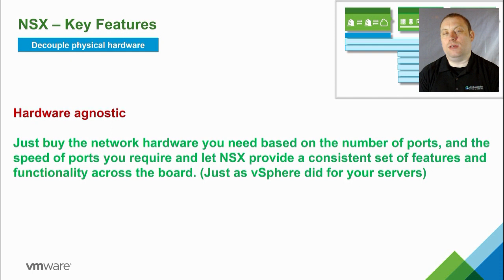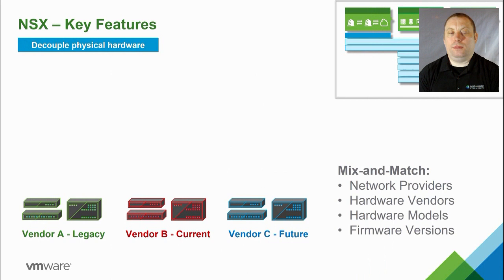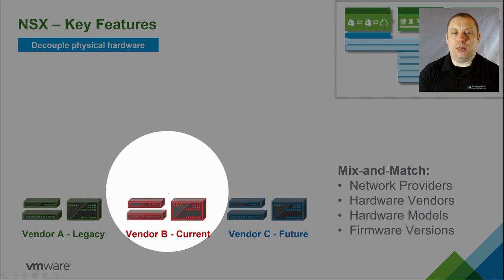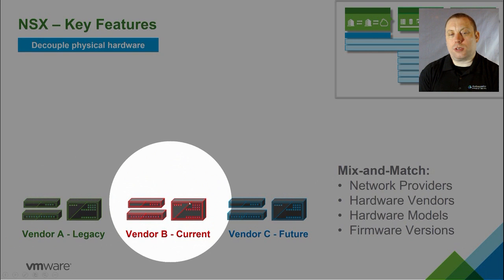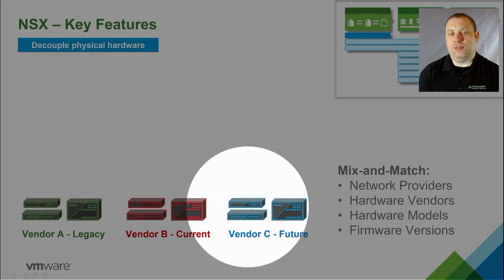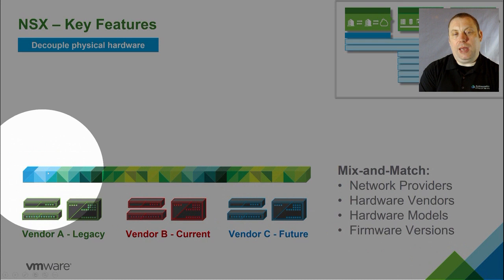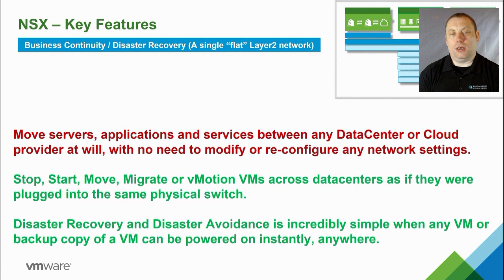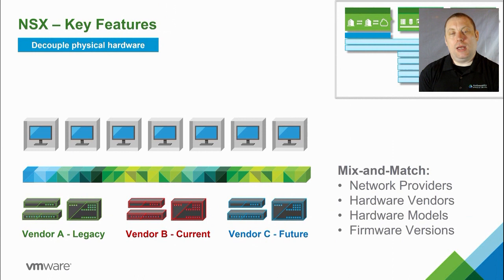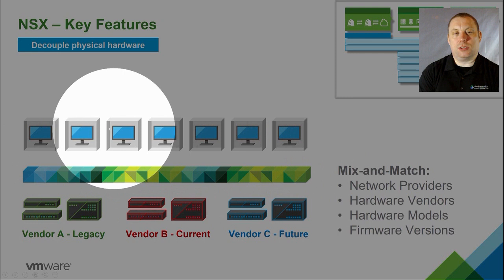So I'll give you an example of that. If you have vendor A, who is your legacy equipment, you have vendor B, which is your current equipment, and you might even move to a new vendor in future, typically those products wouldn't work together with each other and wouldn't be able to be managed and configured in a unified way. What NSX does is it takes those for the connectivity and the plumbing part of the switch or router, and it paints a thin layer of NSX over the top, which now gives you a uniform and consistent way of doing networking across virtual machines without caring too much about what make or model of hardware is underneath.